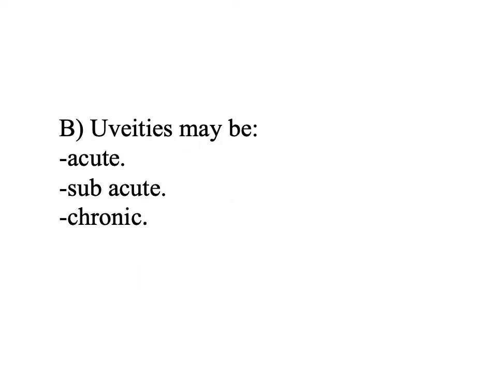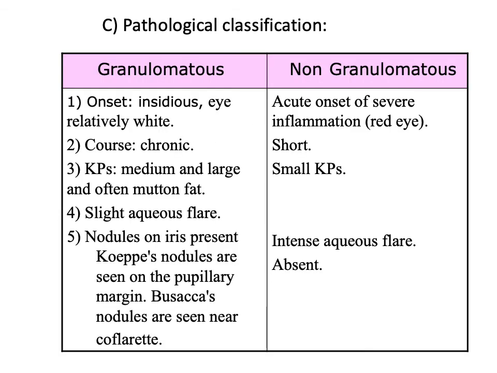The second classification of uveitis: it may be classified into acute inflammation, subacute inflammation, and chronic inflammation. Acute inflammation is one in which the inflammation subsides within the first 8 weeks. But in the chronic type, the inflammation continues more than 3 months. Another classification of uveitis is according to the pathology. It is divided into granulomatous and non-granulomatous type.